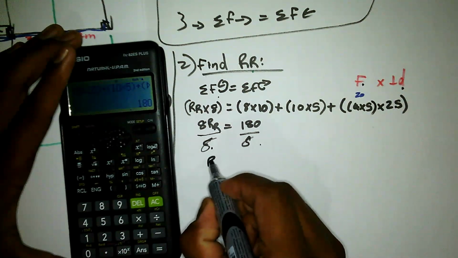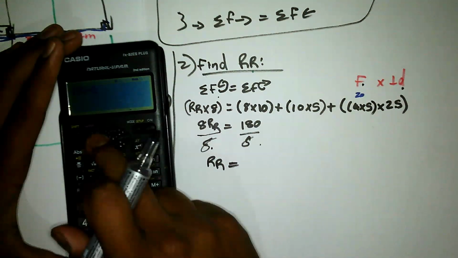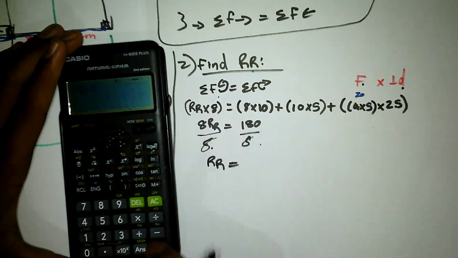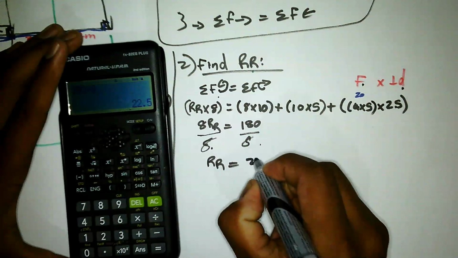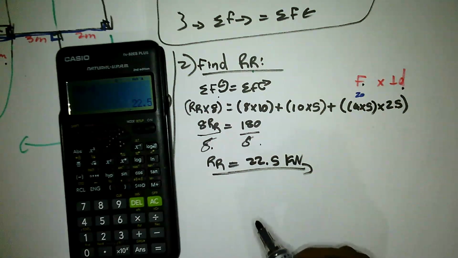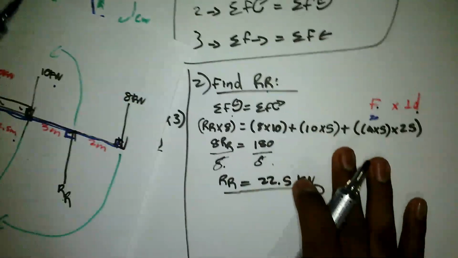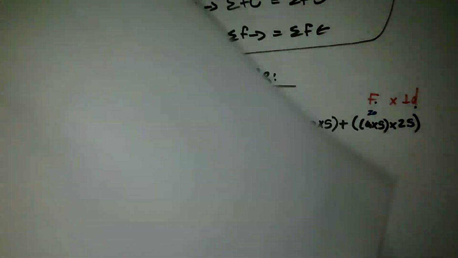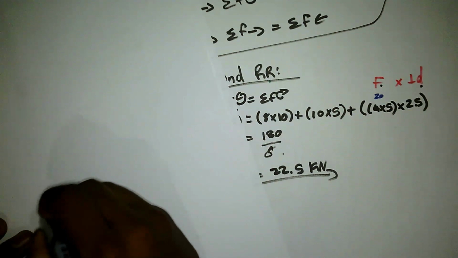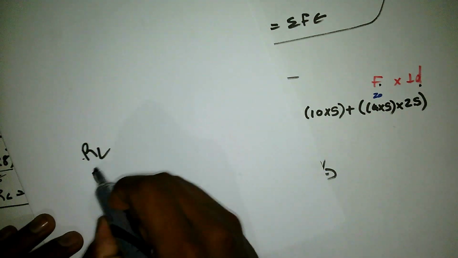Okay, so now we are left with R, and then we say 180 divided by 8 is giving us 22.5 kilonewtons. Please remember our unit of measurements, guys. Okay, now that we have found RL, we have found RR. We have found them.